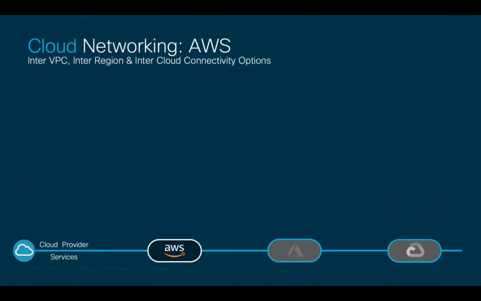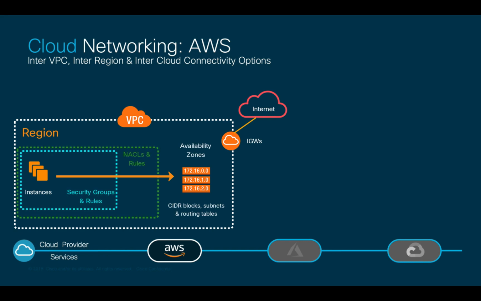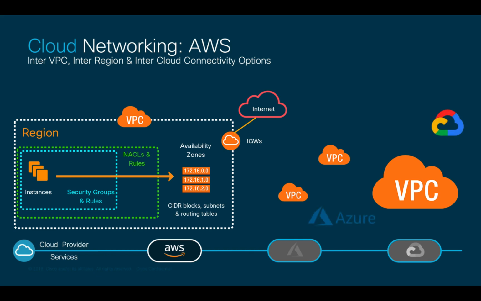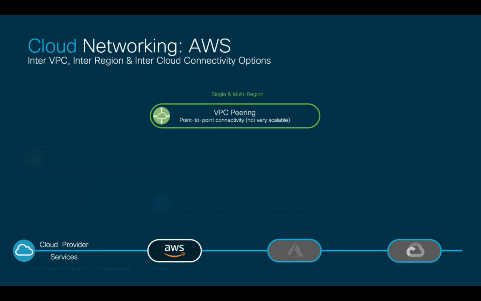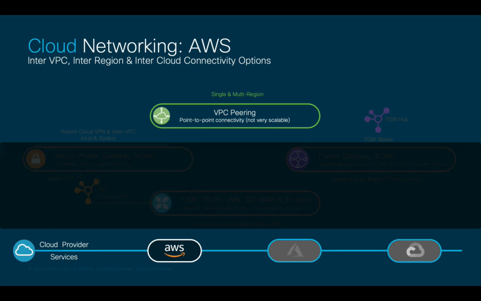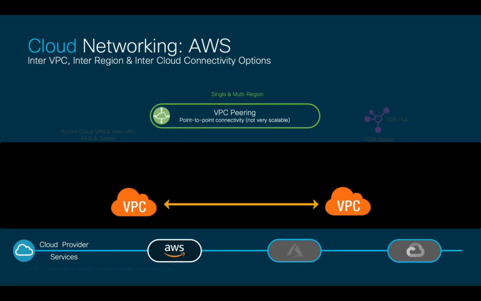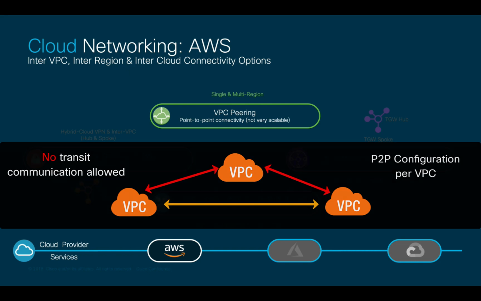We just covered an overview on how communication works for a single region and VPC in AWS. But what if we needed multiple VPCs, regions, and clouds to communicate? Or even if we needed to provide connectivity from our on-prem environment to different clouds? Going back to AWS as our reference for this chapter, there are multiple options we can use. The first one is VPC peering, which may be useful for single and multi-region inter-VPC connectivity. However, it does not support transit communication and requires point-to-point configuration, making it hard to scale and manage.